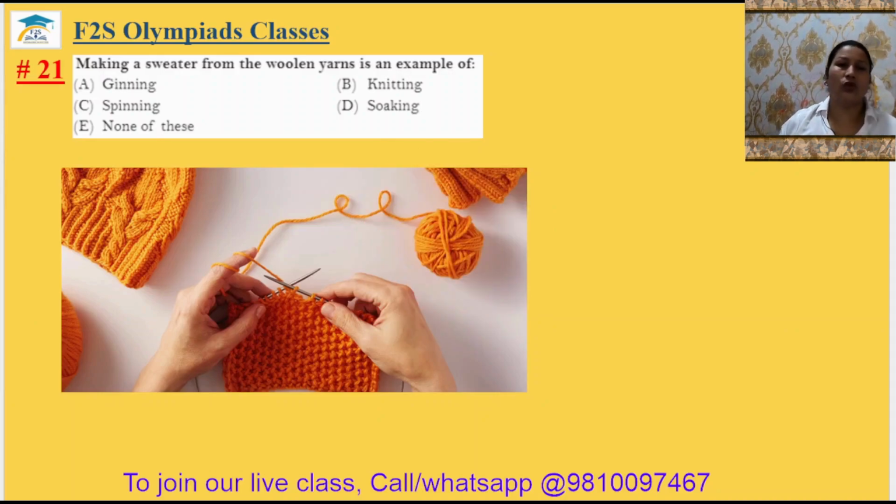Grade 6 Silver Zone Comprehensive Book Science. Chapter 2, Fiber to Fabric, Video Part 2. Question number 21. Making a sweater from a woolen yarn is an example of knitting. When we make thread like this and we make the fabric like this, the pattern is the knitting pattern. So the 21st answer will be option B.